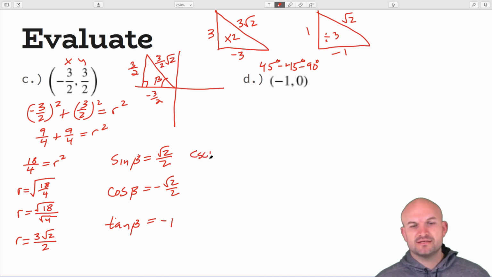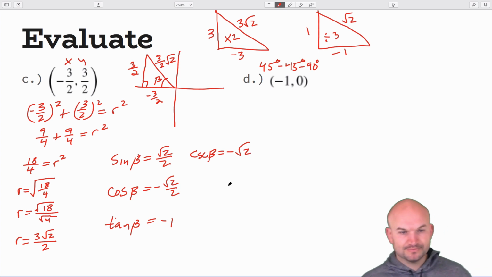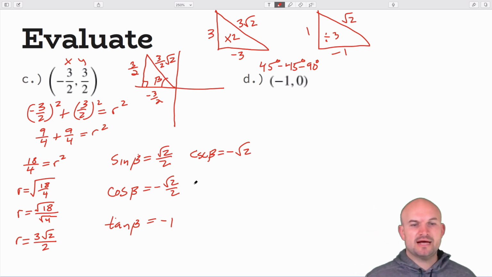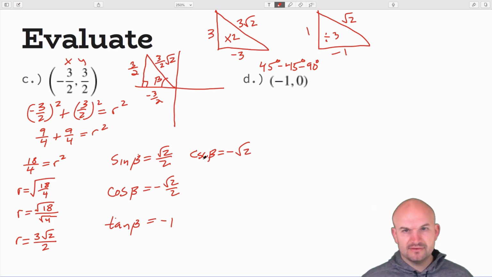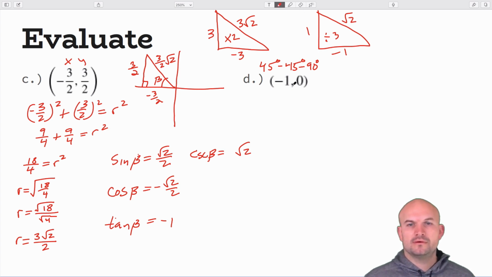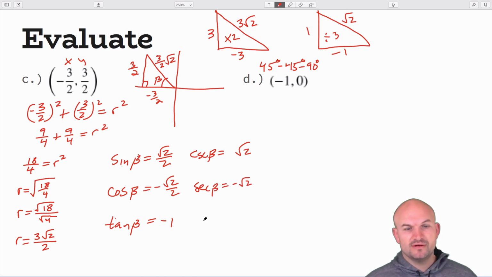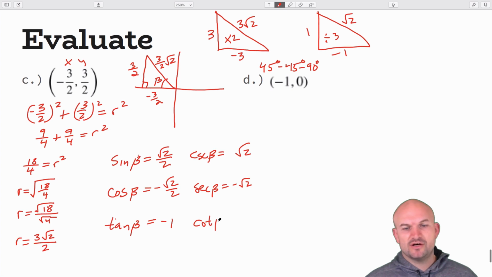The cosecant of beta is now just going to be the square root of 2. So when you flip that and rationalize the denominator, not negative. The secant of beta is going to be the negative square root of 2. And then the cotangent of beta is going to equal, again, also a -1.